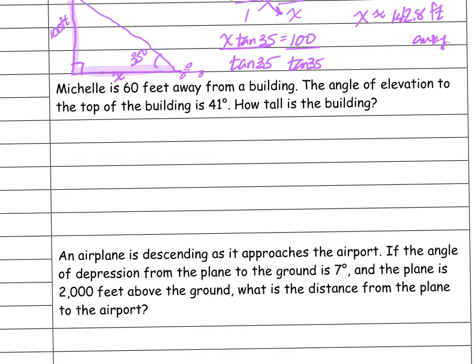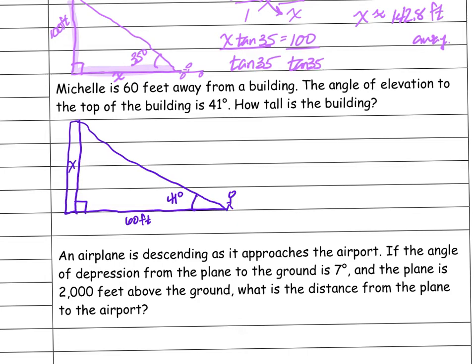Michelle is 60 feet away from a building. Okay, so here's my building. Hopefully my building forms a right angle with the ground. So she's 60 feet away. Here's Michelle. Here's my building. The angle of elevation to the top of the building, oh, that is a beautiful straight line, is 41 degrees. How tall is my building?